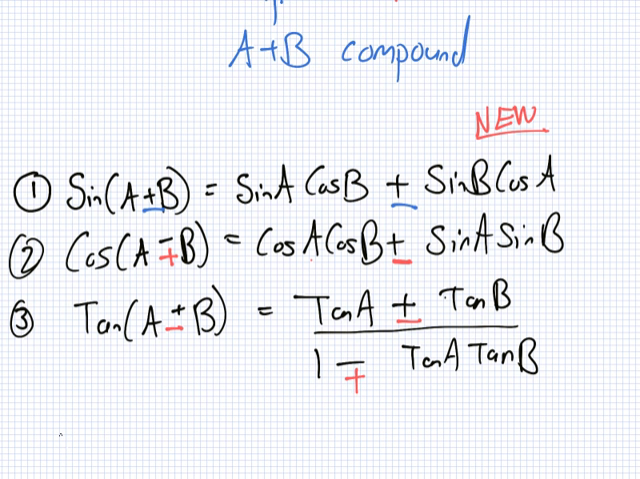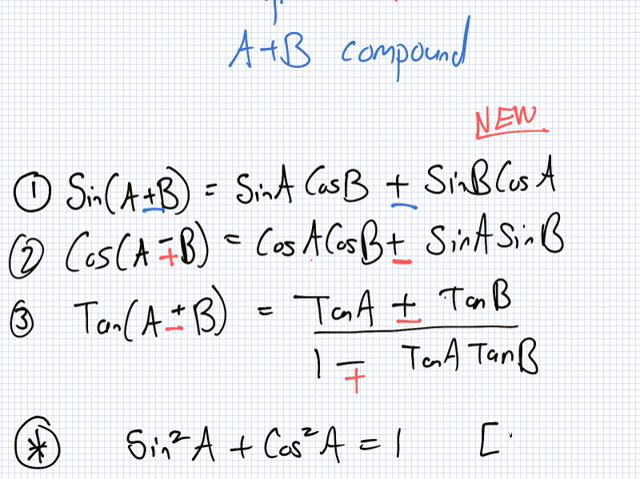And also, it's not a new formula, but I think it's good if I remind you of this formula, which we will use today, I think. Sine squared A plus cos squared A equals 1. That's just something to remember from a previous lesson, semester 1. It's useful for this lesson too.